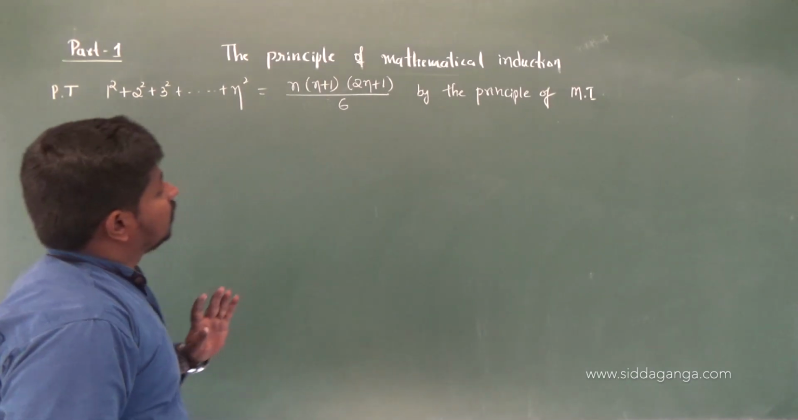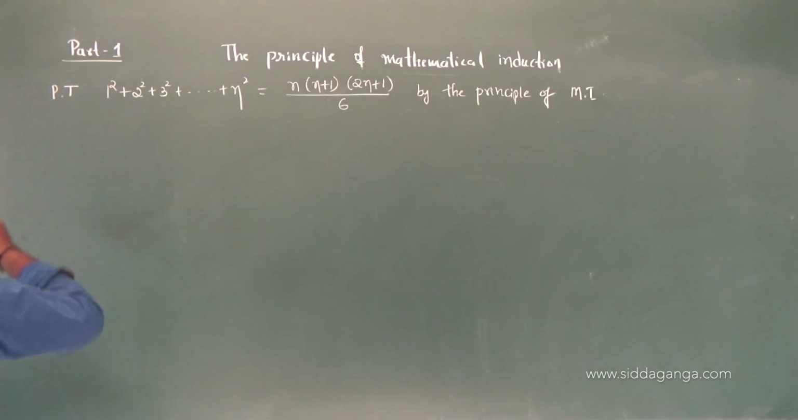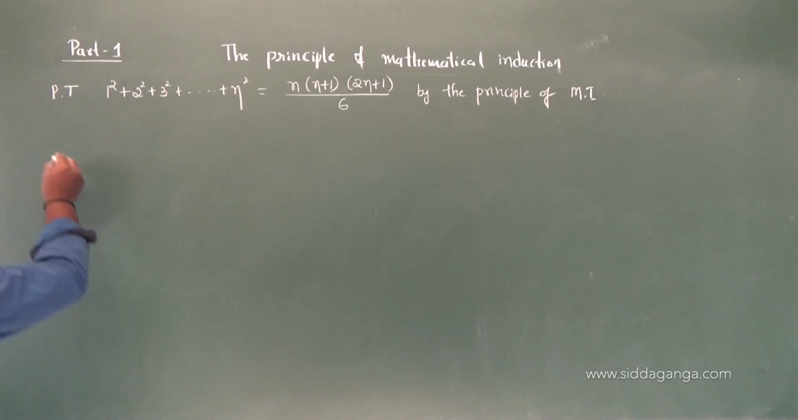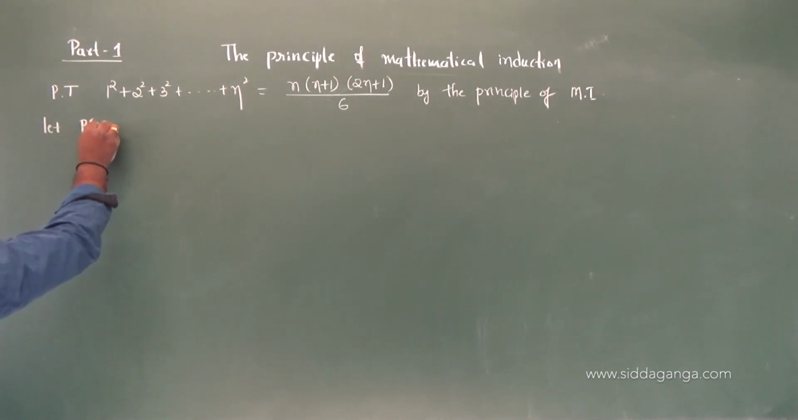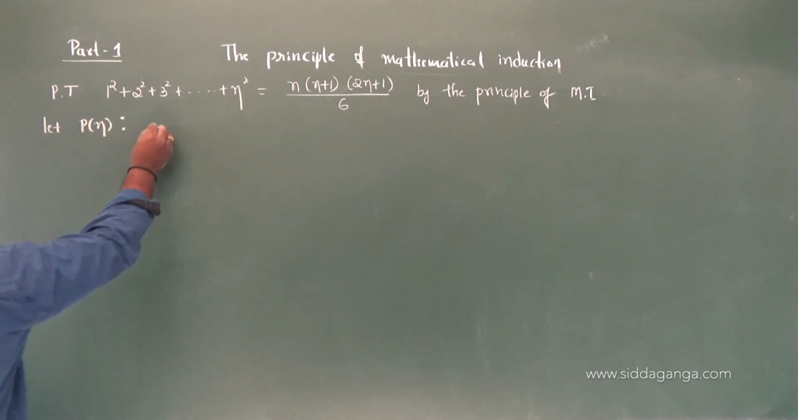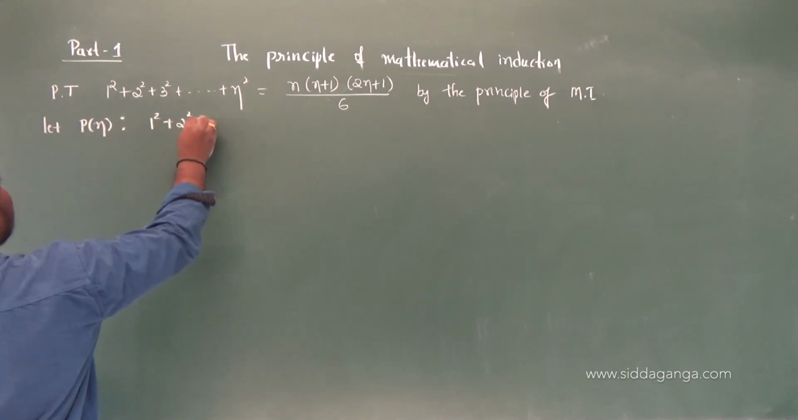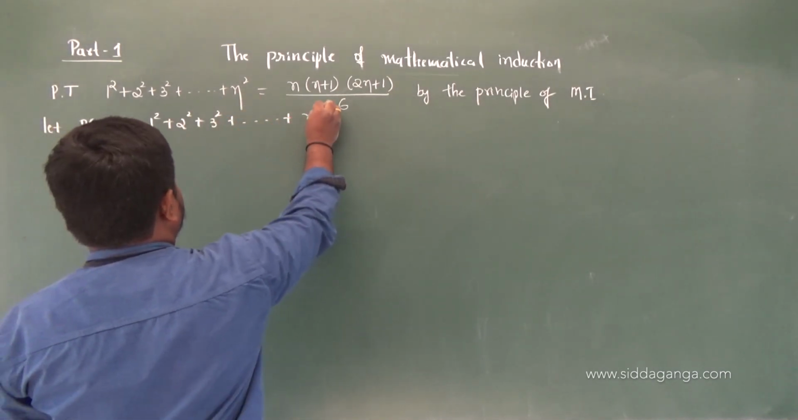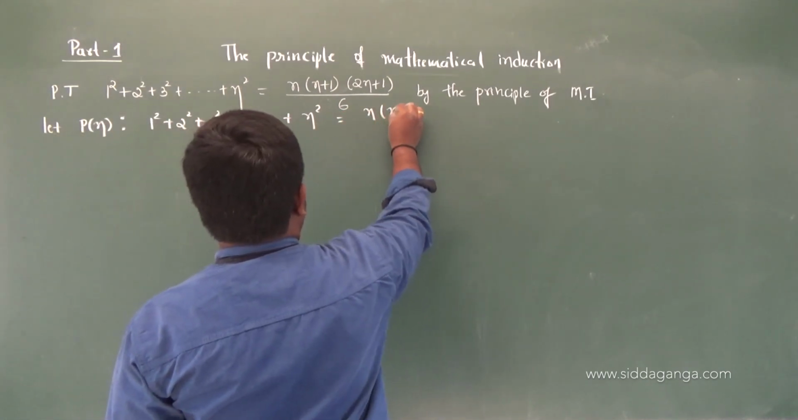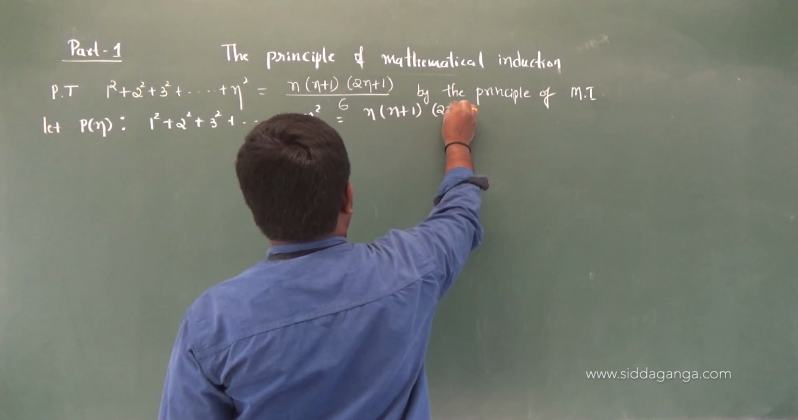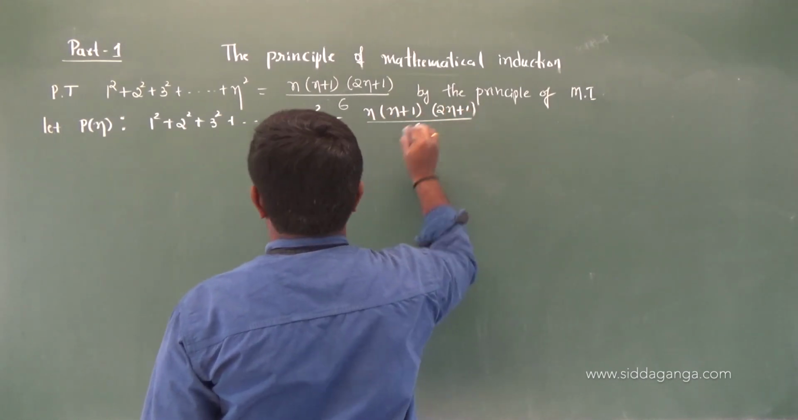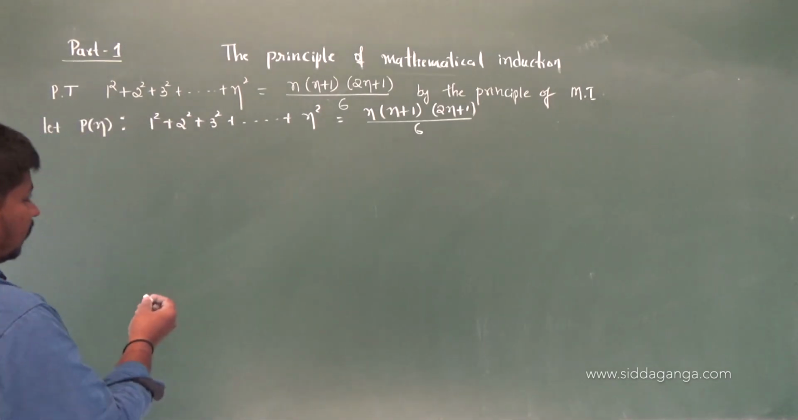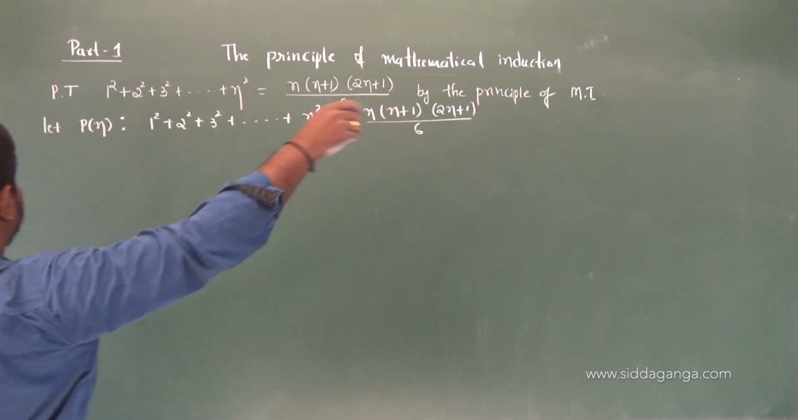Okay. Now, the first step is what? The first step is to consider the given statement as P of n, right? Let P of n be the given statement. So you write like this: P of n is 1 square plus 2 square. Whatever they have given, you write that as P of n, till n square is equal to n into n plus 1 into 2n plus 1 by 6. This is the first step you have to write. Okay. The next step is, let me check whether this is true for n equal to 1 or not.